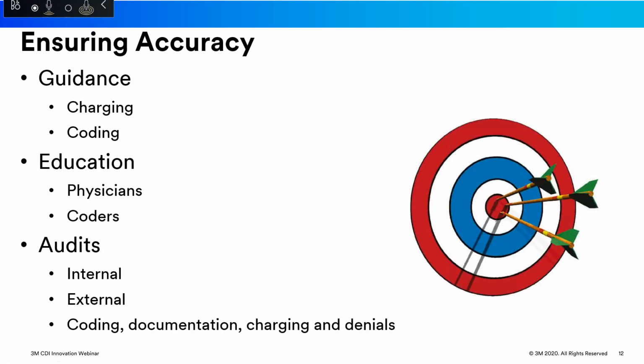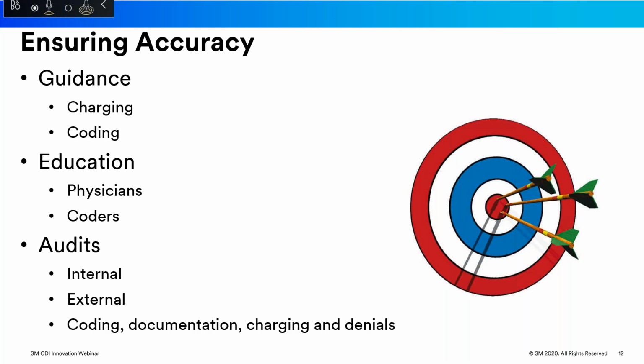So how can we ensure accuracy? We want to provide guidance for our coding and charging staff. Again, if they find a procedure that they've never done before, something new, and they don't have a charge for it, what is their course of action? Make sure that they know that.